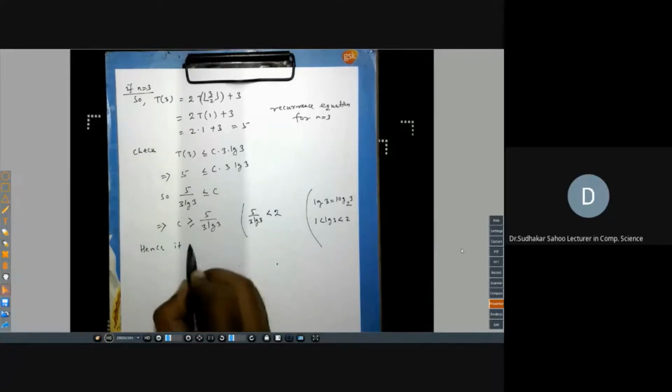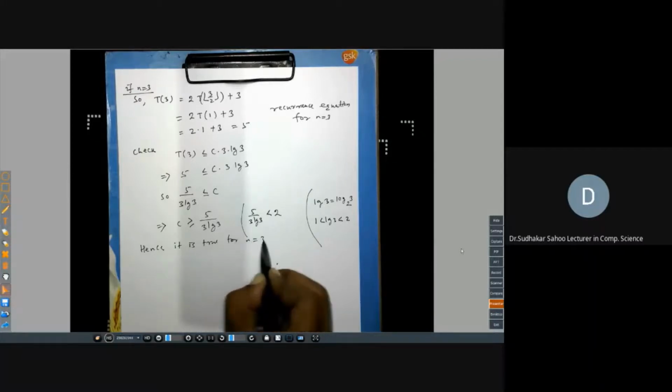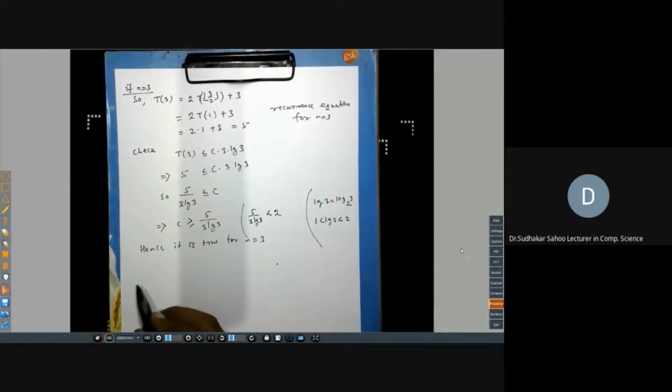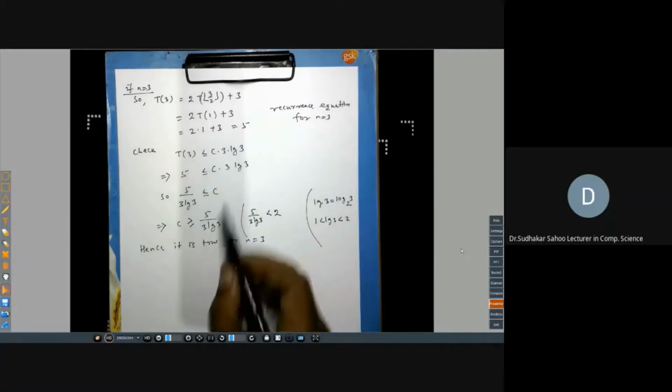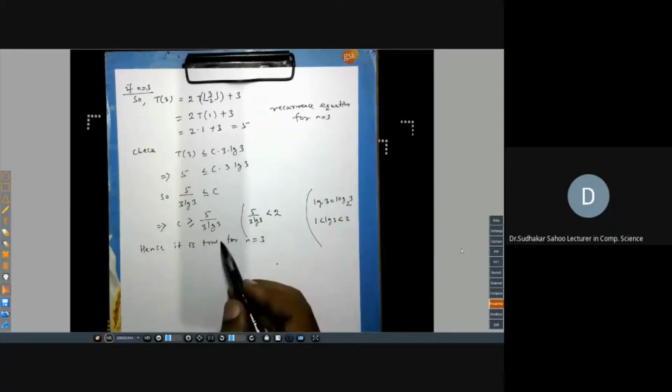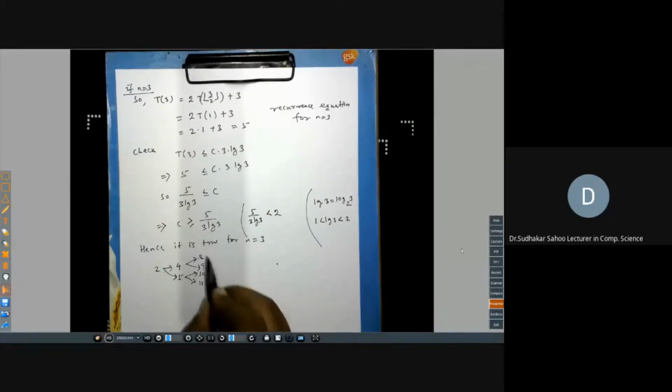Hence, the solution is also true for n equal to 3. So now we have proved two base cases. N equal to 2 we have tested, we got a C, and n equal to 3 also we got a C. So from 2, using induction, you can generate 4, 5. From 4, 8, 9. From 5, you can generate 10. It is also valid for 11.